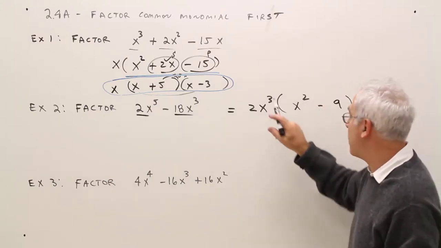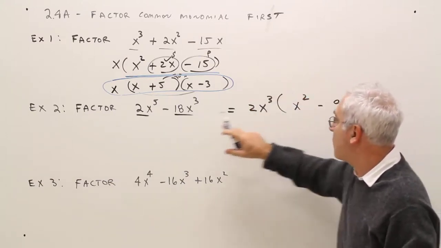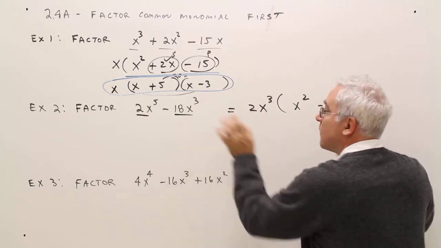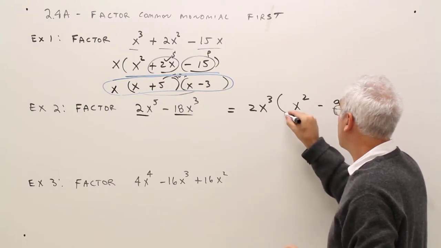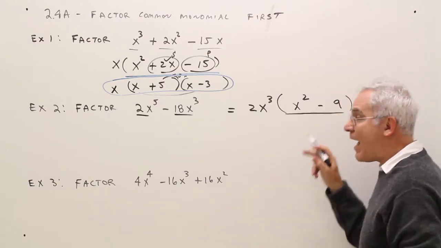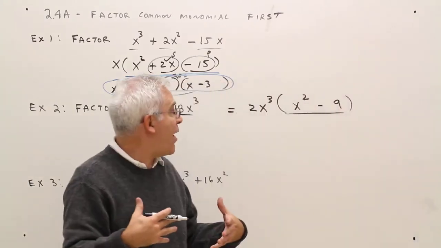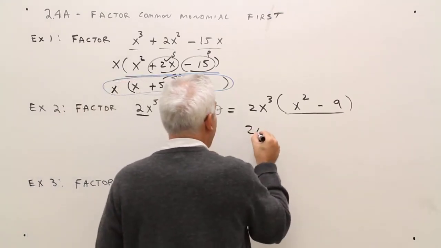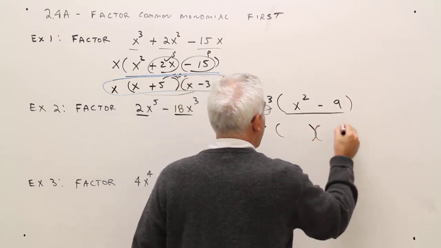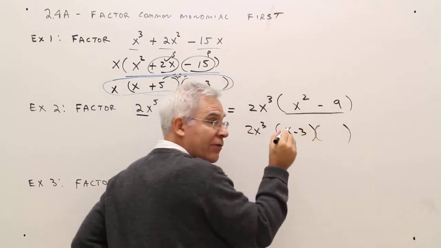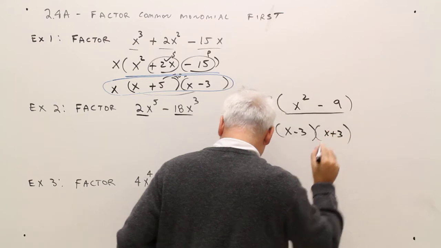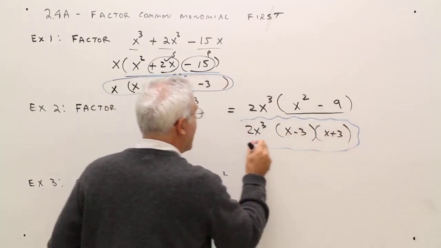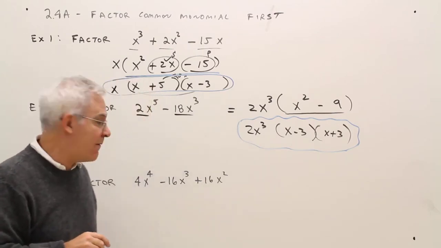And if you want to check your work, you can always distribute. That times that is 2x to the 5th. 2x cubed times minus 9 is minus 18x cubed. So now, let's try to factor that. That's a difference of squares. X squared minus 3 squared. So right away, it's going to be that 2x cubed, and then it's going to be x minus 3 and x plus 3. So once again, that would be my final answer, completely factored.